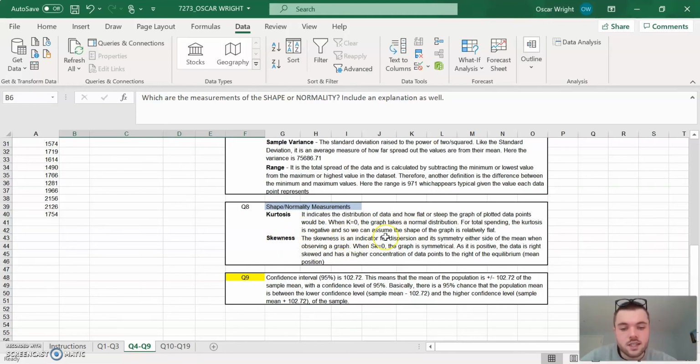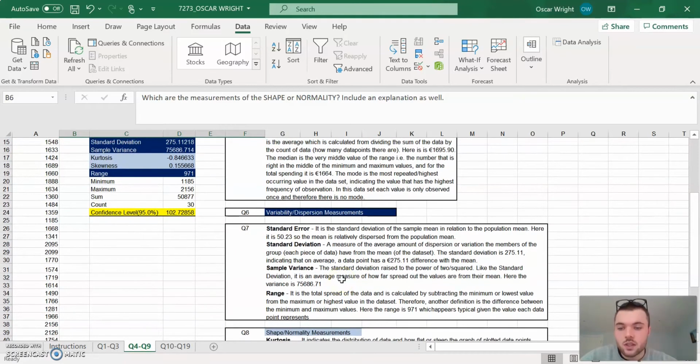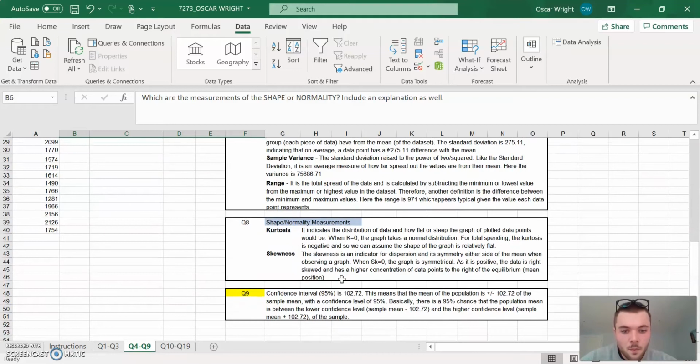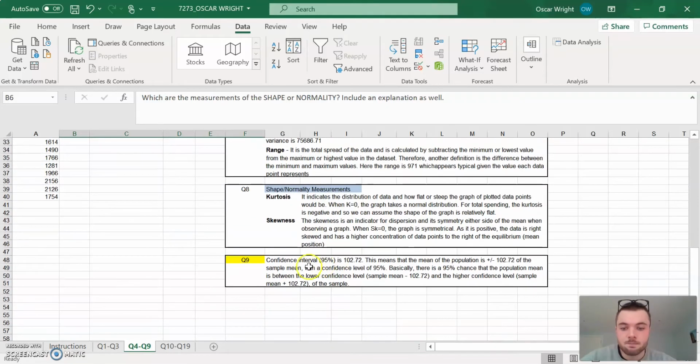Then the skewness is an indicator of the dispersion and its symmetry either side of the mean when observing the same graph. When the skewness is 0, we can say that the graph is symmetrical, so it's the same on one side of the mean as it is on the other. However, in our situation we have a positive skewness, which means that the graph would have a tendency to the right, so above the average point or the mean. And that means that there's a higher concentration of data points above or to the right of the mean.